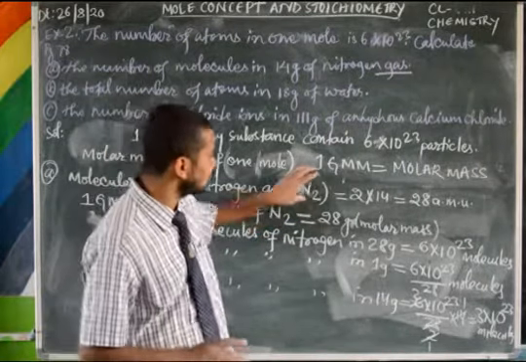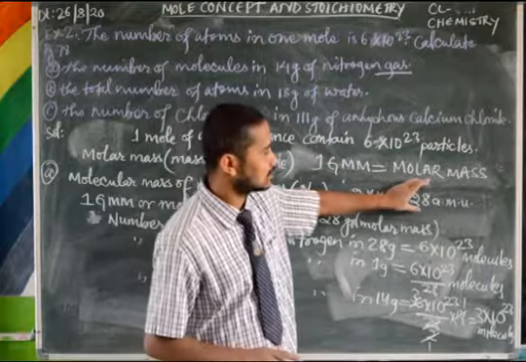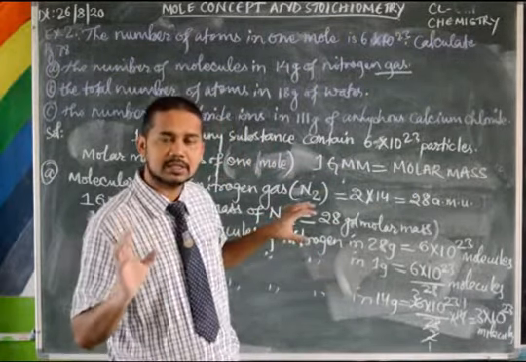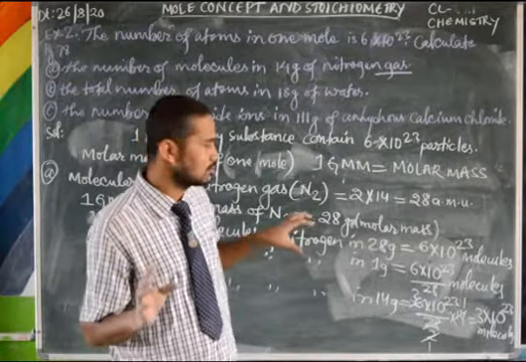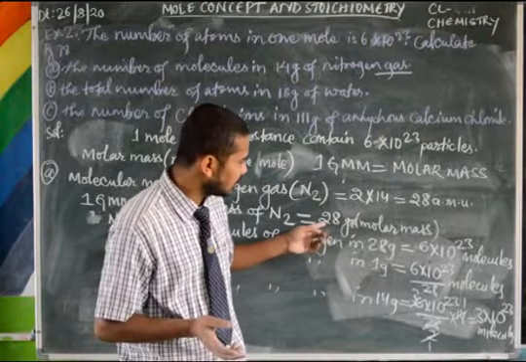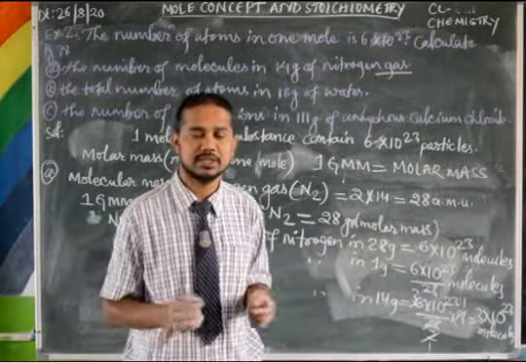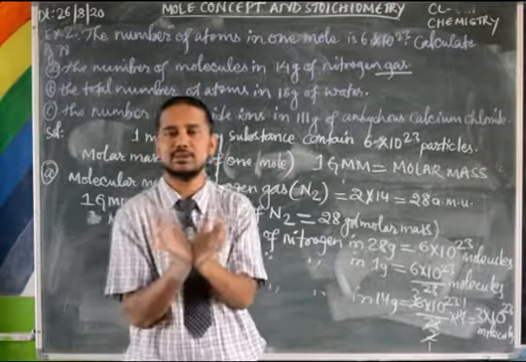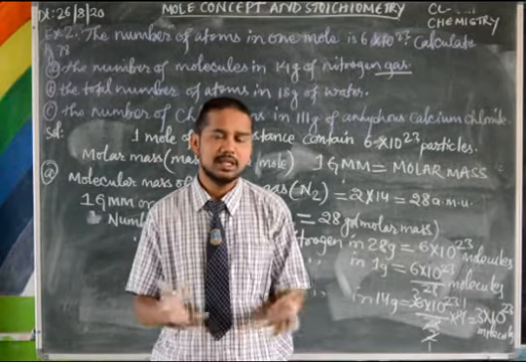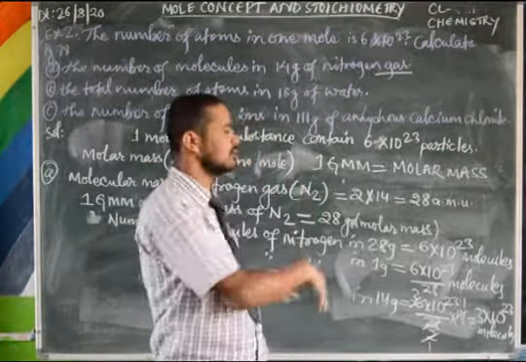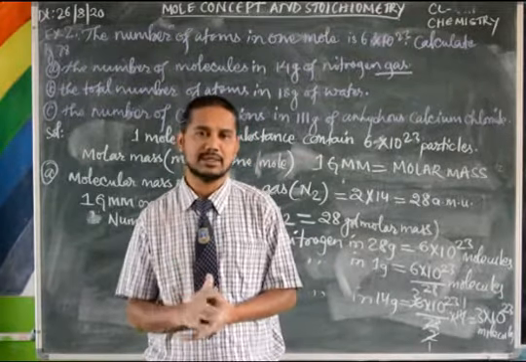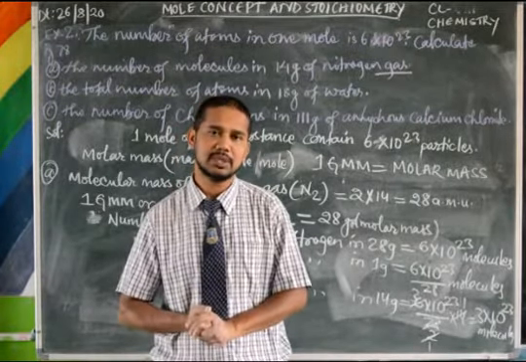So 1 molecule of nitrogen weighs 28 AMU. Then 6 into 10 to the power 23 molecules of nitrogen, if you weigh, you will get 28 gram. That means in 28 gram of nitrogen gas there are 6 into 10 to the power 23 molecules. Then, without doing this, you can just say in 14 gram it will be half of that, and half of that is 3 into 10 to the power 23 molecules.